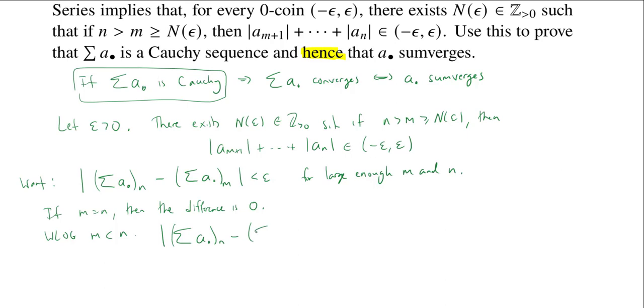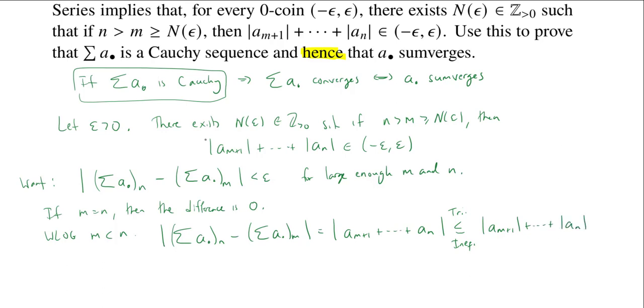So this difference, well, what does this mean? It means I add up the first n terms of a, and then I subtract the first m terms of a. And so what I'm left with are all of the terms from m plus 1 through n. Okay, but now I can use the triangle inequality. And by the triangle inequality, this is less than or equal to the sum of the absolute values.